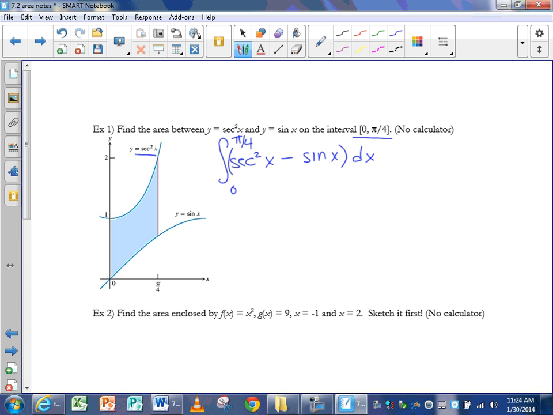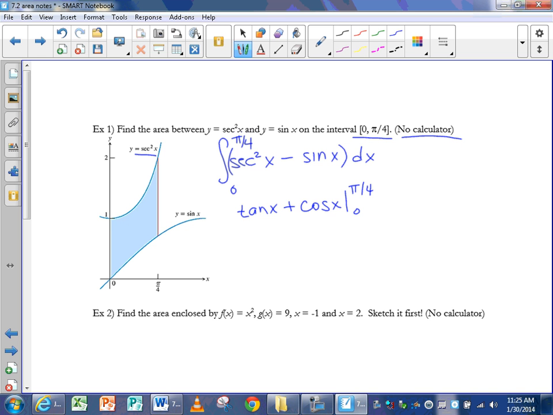So if I want to evaluate this integral and they're telling me I'm not supposed to use my calculator, I'm going to have to integrate it by hand. When I integrate by hand, the antiderivative of secant squared is tangent. The antiderivative of negative sine is actually going to be positive cosine, from 0 to pi over 4.